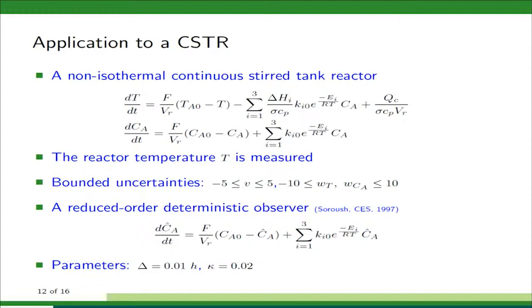We have applied the proposed design to a chemical process, a CSTR. A similar example has been used in the previous talk. In this example, we have two states. One is temperature, one is the concentration of the product. And we assume the temperature is measured, but we need to estimate the state of the entire system, which includes Ca and T. And we consider bounded uncertainties in the process, in the measurement noise and process disturbances.